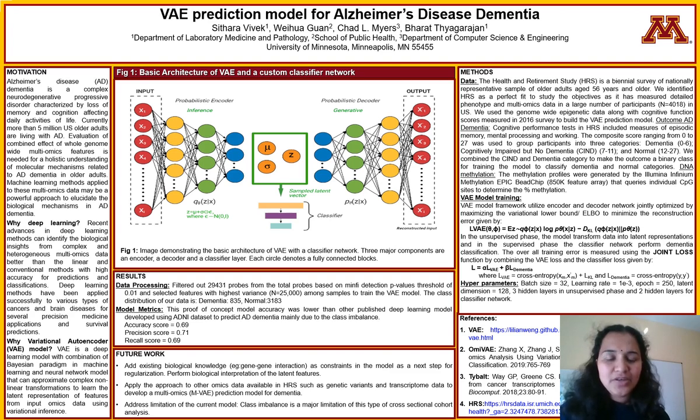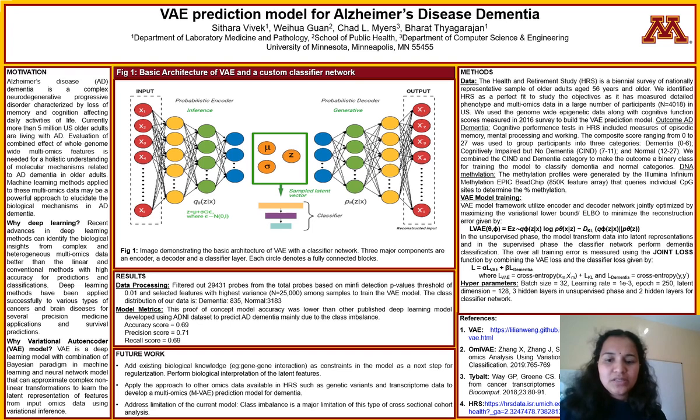So I used a variational autoencoder, which is a deep learning neural network model that can approximate complex nonlinear transformations to learn the latent representations of the input omics features. I used data from the Health and Retirement Study, HRS, which is a biennial survey of older adults over 56 years old in the US. They collected detailed phenotype and multi-omics data in the 2016 survey. I used the genome-wide epigenetic data to build this prediction model, using the cognitive function measures in the 2016 survey.